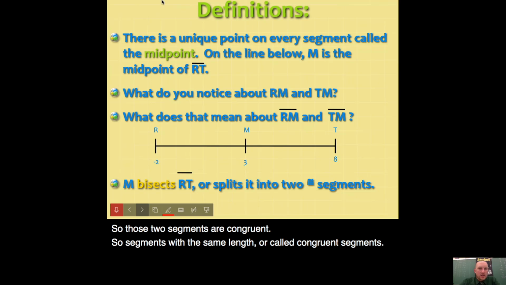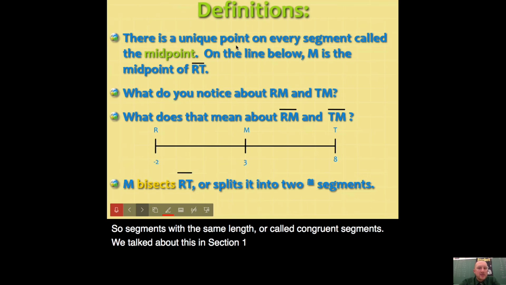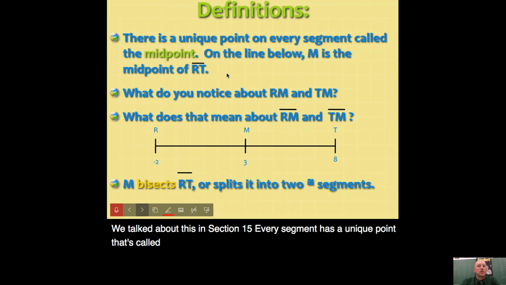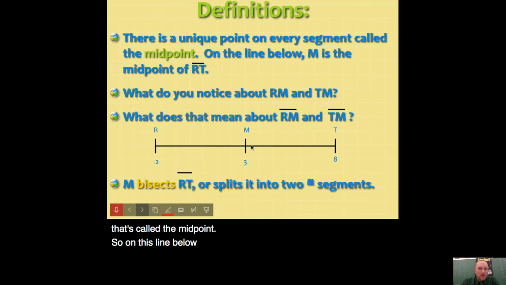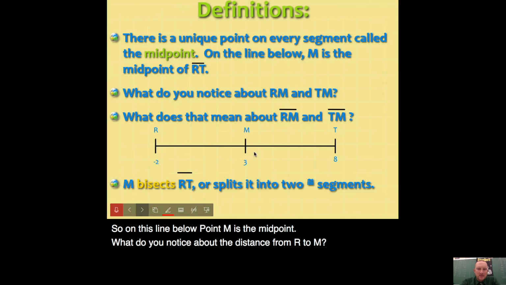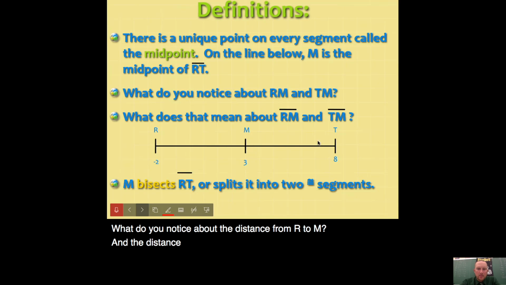We talked about this in section 1.5. Every segment has a unique point that's called the midpoint. So on this line below, point M is the midpoint. What do you notice about the distance from R to M and the distance from T to M? You can use your ruler postulate to figure out how long these are.